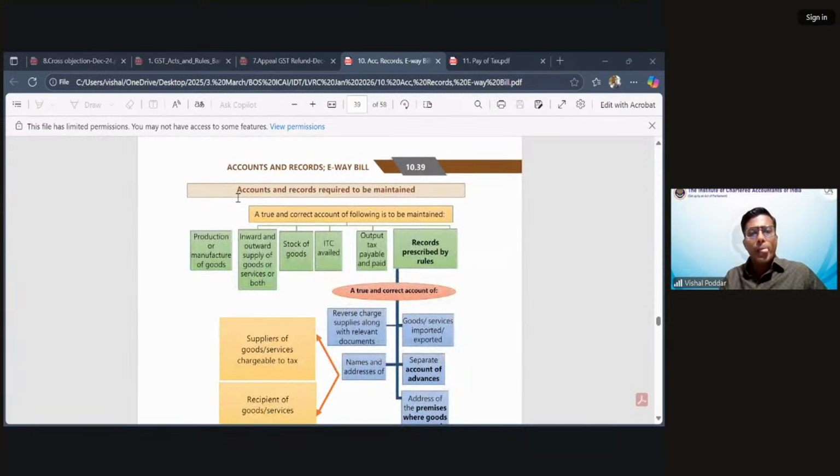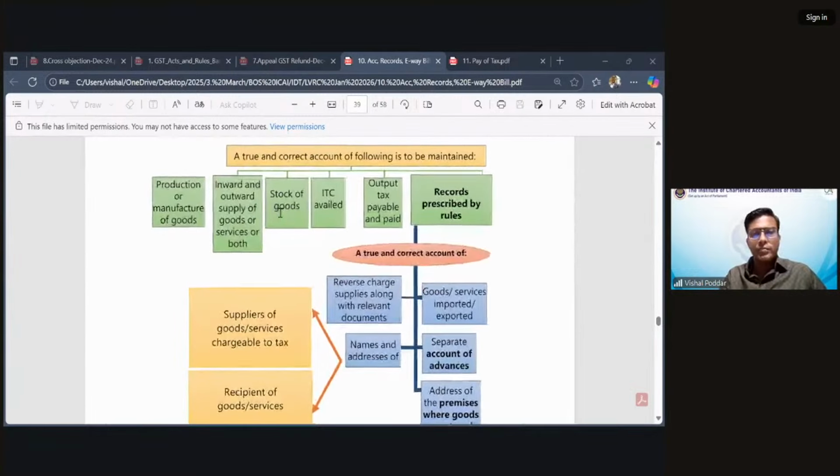Next, how or in what format the account has to be maintained. There is no such format prescribed, but the law provides for the details that should be covered in your accounts and records. So there is no format given, but the content or the details that should be accounted for is given. What it says: a true and correct account of the following is to be maintained. So these details should be covered in your records and accounts.